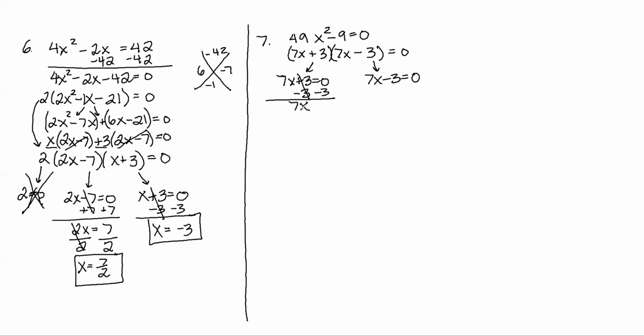We get 7x equals -3. Divide by 7, and we get x equals -3/7. And on the other one, let's add 3. We get 7x equals 3. Divide both sides by 7, and we get x equals +3/7.